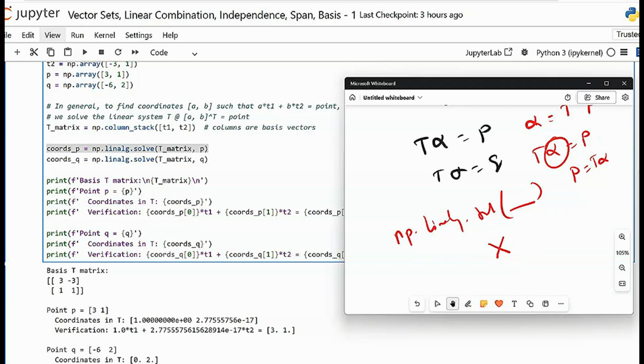And dear friends, coming to the data science interpretation, this operation is exactly PCA projection, that is, projecting data into new bases.